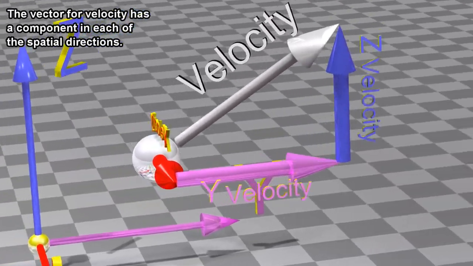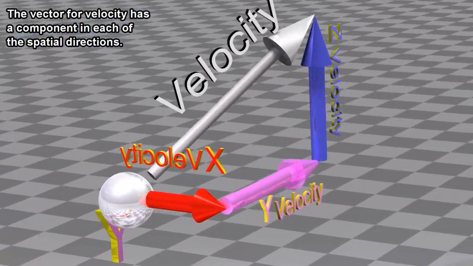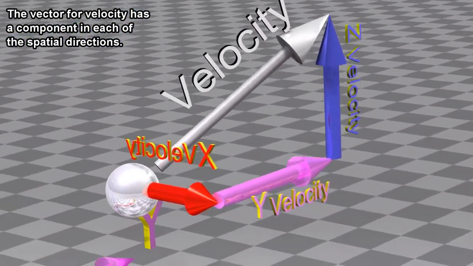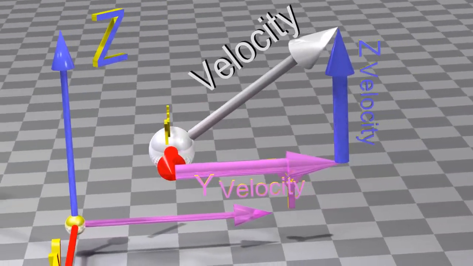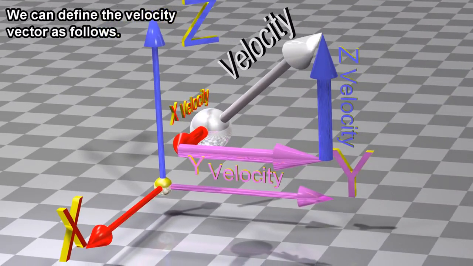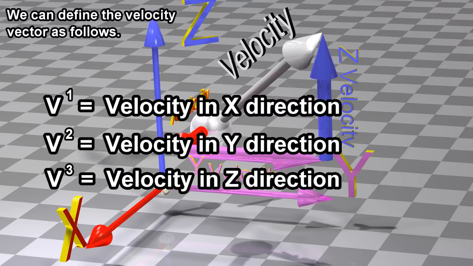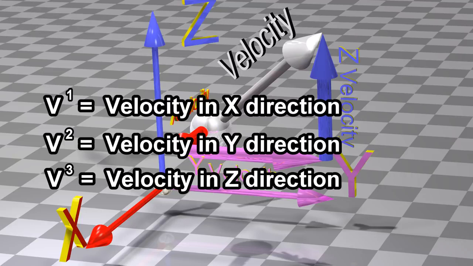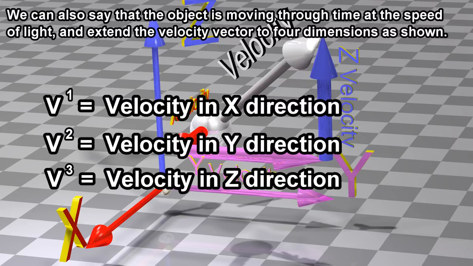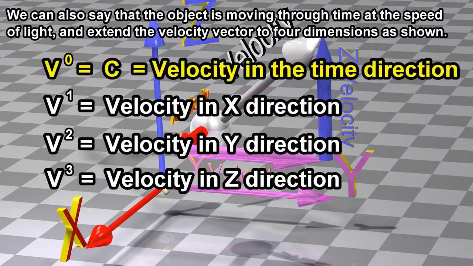The vector for velocity has a component in each of the spatial directions. We can define the velocity vector as follows. We can also say that the object is moving through time at the speed of light, and extend the velocity vector to 4 dimensions as shown.